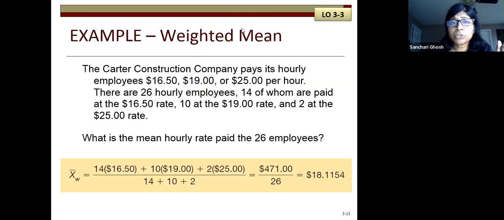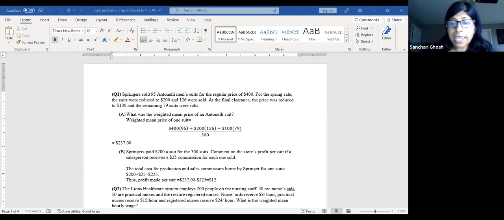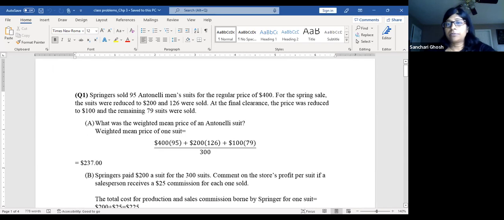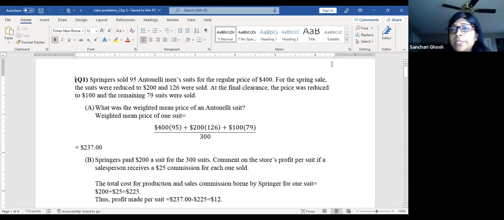Before I go further, I'll stop here a little bit and go over some problems on this weighted average, which I have already done for you from chapter 3, and I will show you problems here for clarification. So Springer's is a company, and again, these are taken from your textbook. Springer's is a company which is selling 95 Antonelli men's suits, a brand, for the regular price of $400. We know that if you are really looking at branded men's suits, $400 is actually cheap. For the spring sale, though, the suits were reduced to $200 and 126 suits were sold. At the final clearance, the price was reduced to $100 and the remaining 79 suits were sold. So this is an interesting problem.